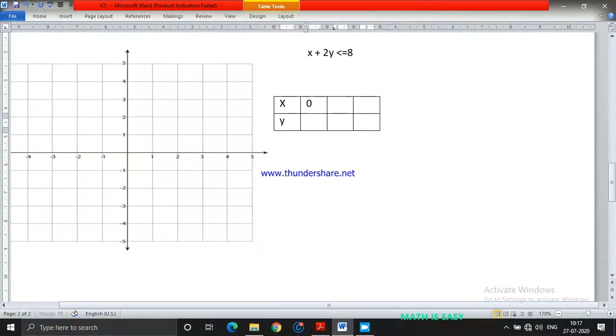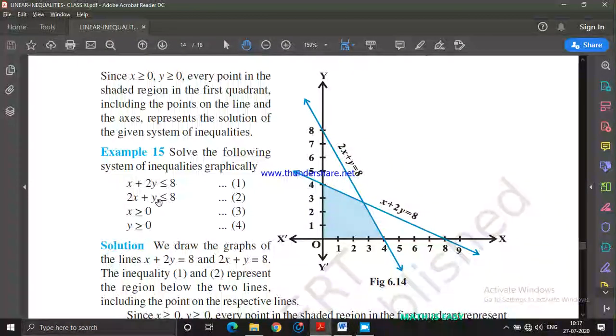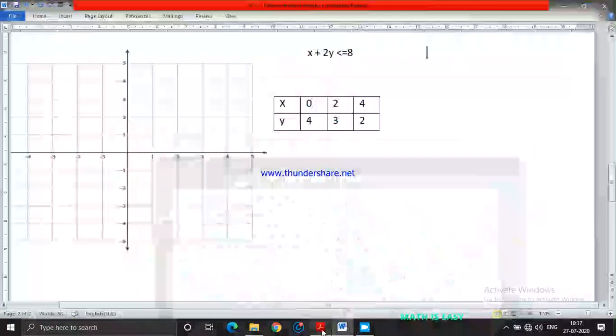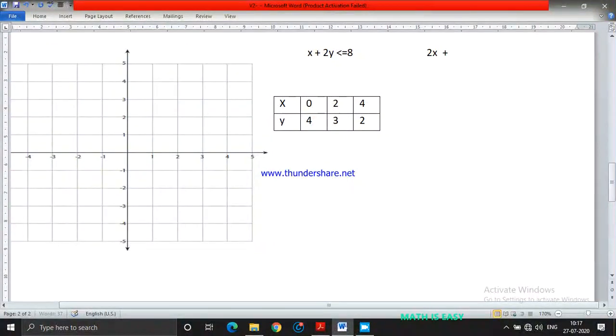For example, if I take x is 0, y is going to be 4. If I take x is 2, y is going to be 3. If I take x is 4, y is going to be 2. So we got the first equation. Then what is the second equation which they have given? Second equation again, 2x plus y is less than or equal to 8.